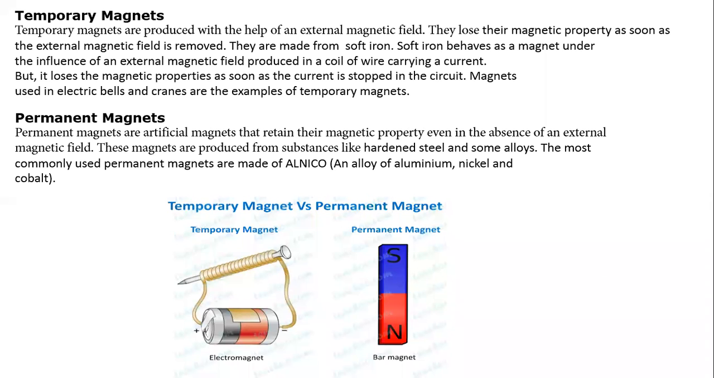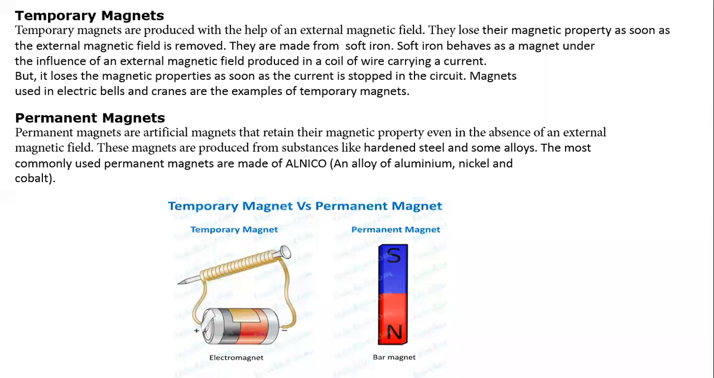Soft iron behaves as a magnet under the influence of an external magnetic field produced in a coil of wire carrying a current, but it loses the magnetic properties as soon as the current is stopped in the circuit. So magnets used in electric bells and cranes are examples of temporary magnets.